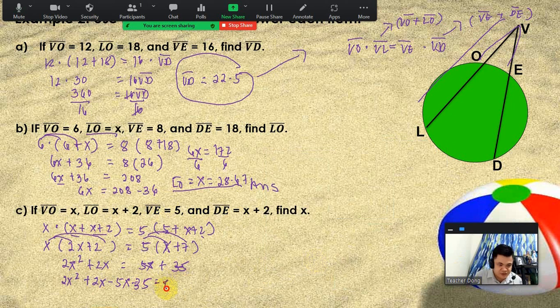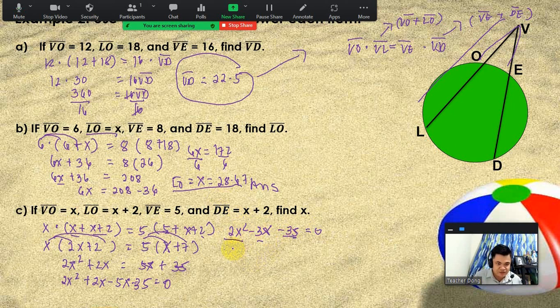Equals 0. Then the next thing is 2x minus 5x, which is negative 3x. So bring down 2x squared minus 3x, then minus 35 equals 0. So this is now a trinomial. Same thing, we will be factoring the first and the last to get the middle term. Okay, so for letter C.